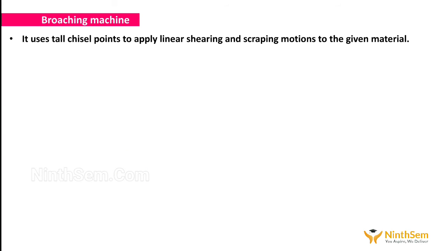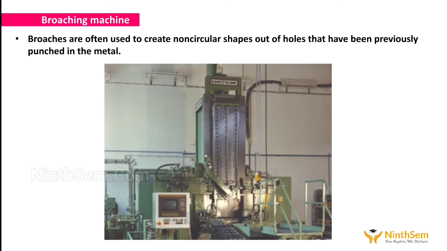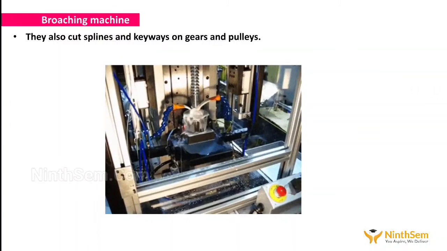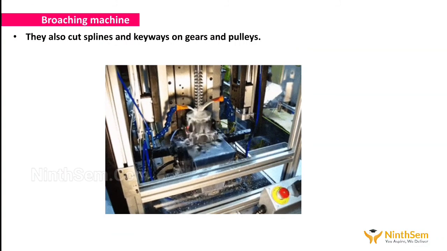Next one is the broaching machine. A broaching machine or broach uses tall chisel points to apply linear shearing and scraping motions to the given material. Broaches are often used to create non-circular shapes out of holes that have been previously punched in the metal. They also cut splines and keyways on gears and pulleys.